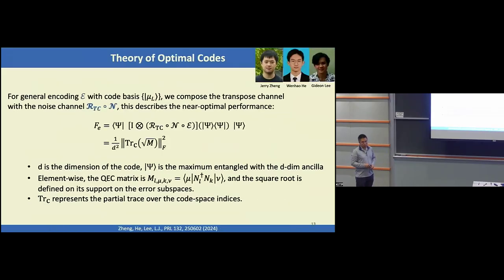And in the end we can compute the fidelity of the logical encoding followed by this near-optimal transpose recovery. And it's just a function of the error correction matrix. Because once you fix your encoding, and you know the noise channel, you know exactly what the error correction matrix is. And therefore, this is just a function of the error correction matrix. So that allows us to compute more complicated situations.